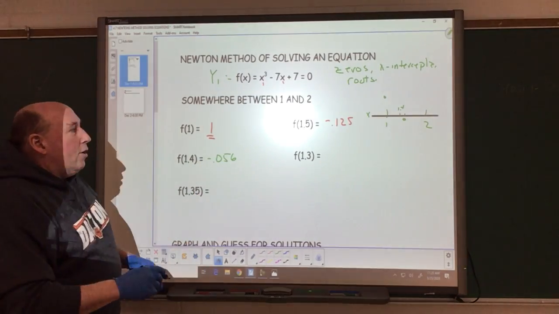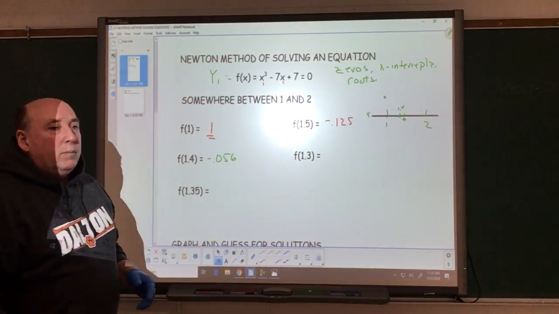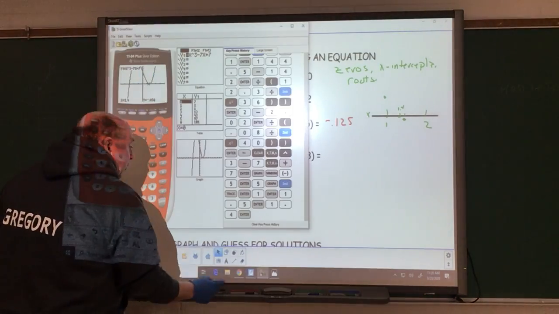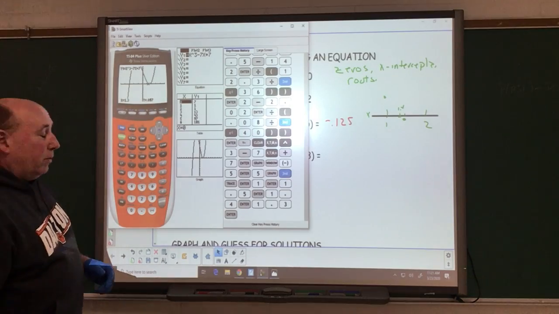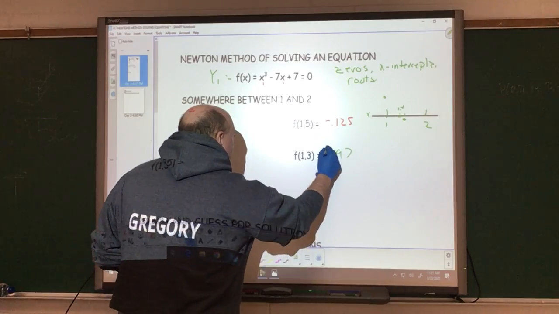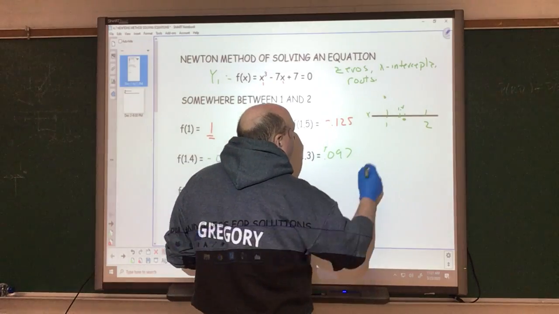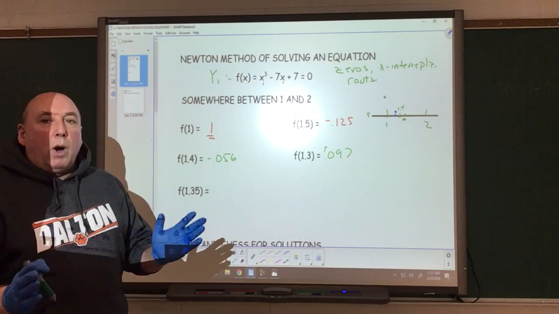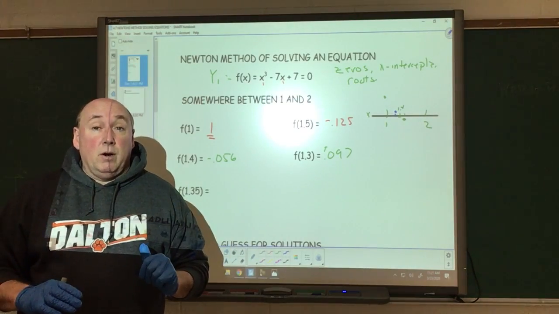But I'm still below the graph, or below the x-axis. I'm not quite equal to 0. So let's try 1.3. If we try 1.3, I get a value of 0.097, which is the key. That is a positive value. This was a negative value. So at 1.3, we are above the graph. So where we cross the x-axis is somewhere between 1.3 and 1.4.